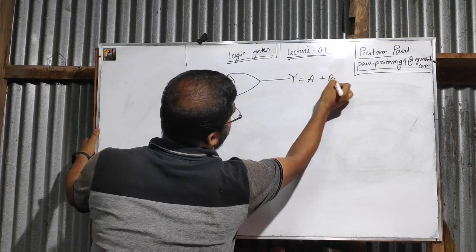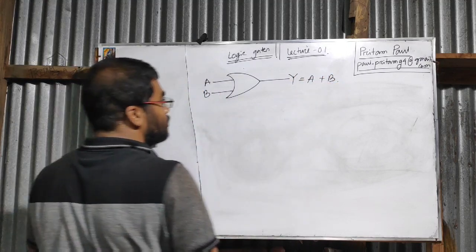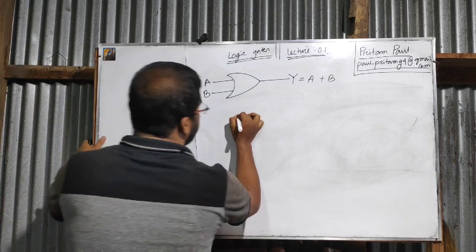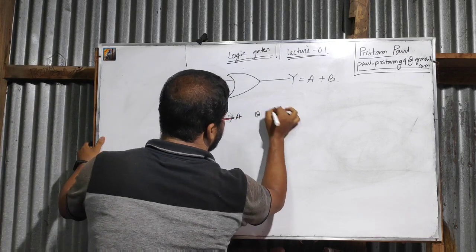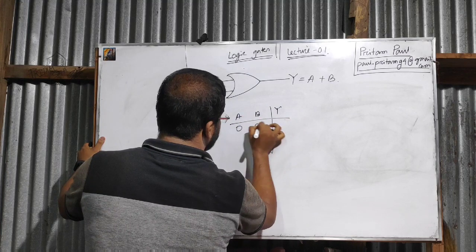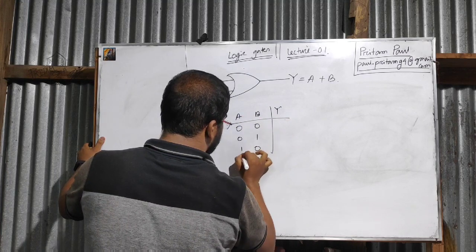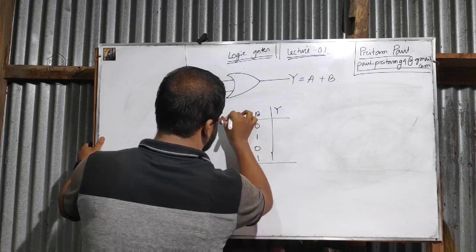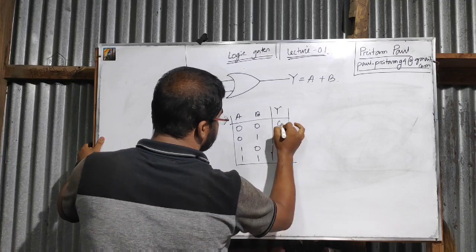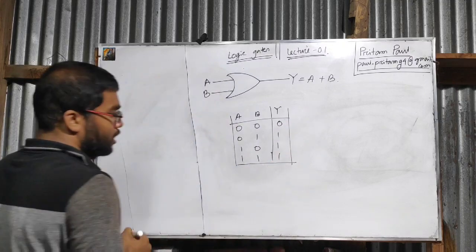A or B. This is not plus. This is not addition. It's A or B. Okay. The truth table is A, B, Y. 0 0 0, 0 1 1, 1 0 1, 1 1 1. Okay.